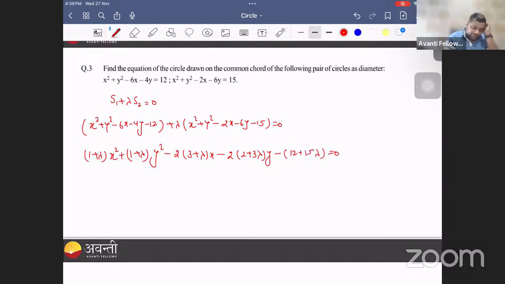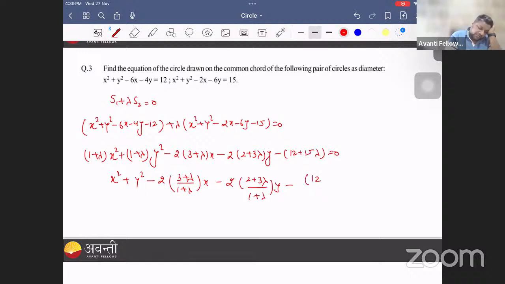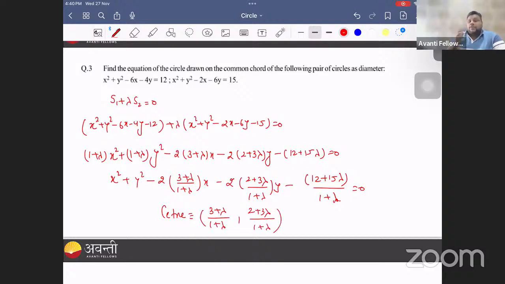Got it? Now you divide it by 1 plus lambda. So you get x square plus y square minus 2 times 3 plus lambda upon 1 plus lambda into x minus 2 times 2 plus 3 lambda upon 1 plus lambda into y minus 12 plus 15 lambda upon 1 plus lambda equals to 0. Got it? Now, the center of this family is minus g, minus f. That is 3 plus lambda upon 1 plus lambda and 2 plus 3 lambda upon 1 plus lambda. Now, what do you want? You want the equation of common chord.